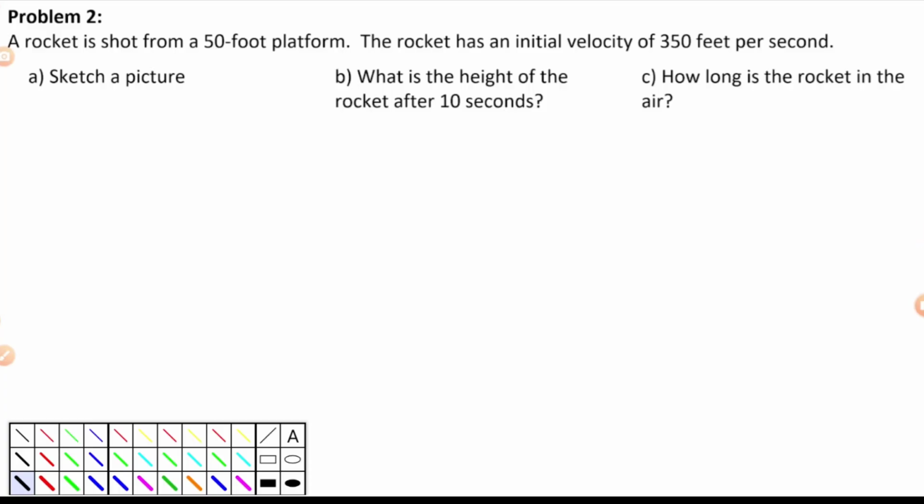Number 2, a rocket is shot from a 50-foot platform. The rocket has an initial velocity of 350 feet per second. Part A, sketch a picture. All right, let's do a picture.